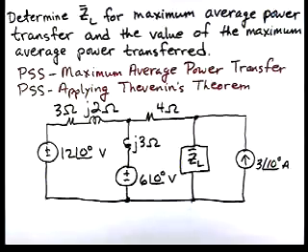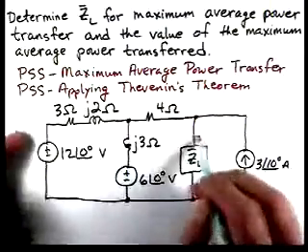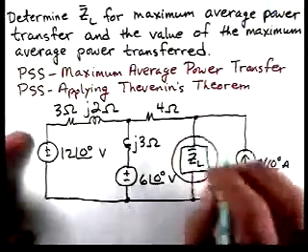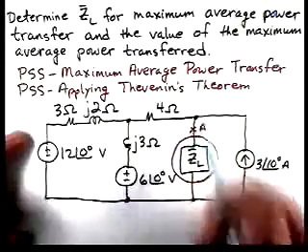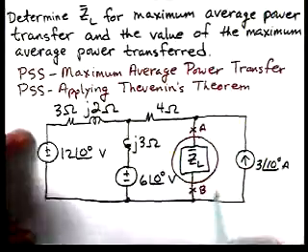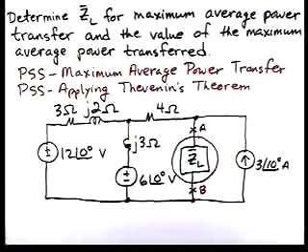If we look at our strategy for maximum average power transfer, it says remove the load ZL and find the Thevenin equivalent. So here is our load ZL. We're going to remove it. I'll show terminals A and B, and we're going to find a Thevenin equivalent at points A and B. Then once we have the Thevenin equivalent, we'll reconnect ZL and apply the maximum power transfer theorem.